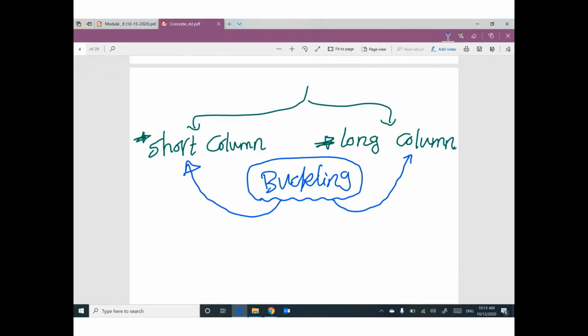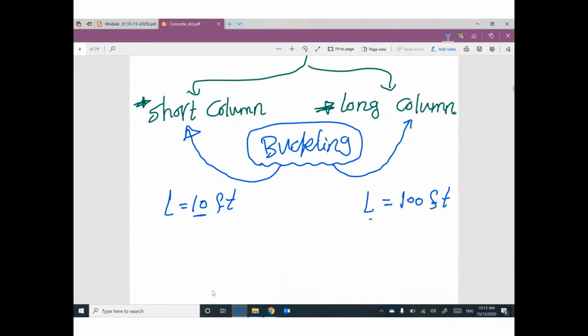Then, what is the limit to consider buckling and not considering buckling? What Oliver said. So I cannot say long column with L equal to 100 feet or short column with L equal to 10 feet. I cannot say this. Why? Because sometimes your column is very, very long, but also very, very thick. Sometimes your column is very, very short, 10 feet, but it's very, very thin. So I cannot consider length only.